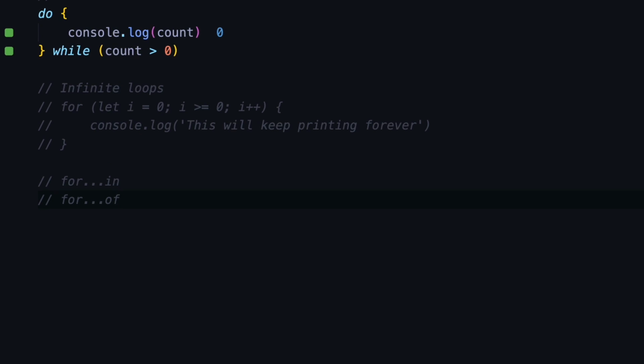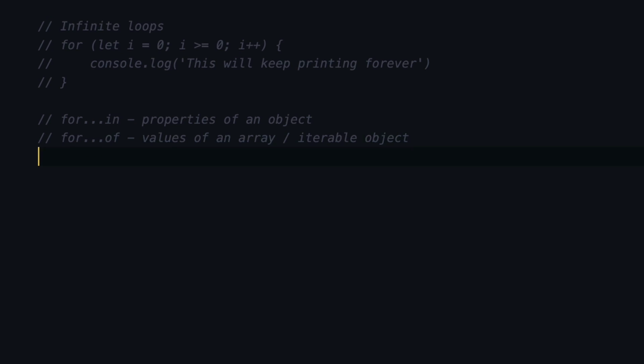And we also have for in and for of loops in JavaScript and these are for iterating over objects and arrays. The for in loop iterates over the properties of an object. And the for of loop iterates over the values of an array, or it can also iterate over an iterable object like strings, sets and maps, and this will make more sense as we learn about objects and arrays in JavaScript.